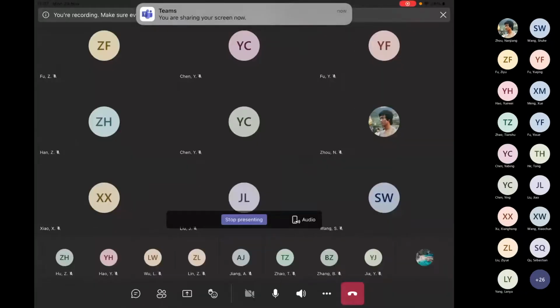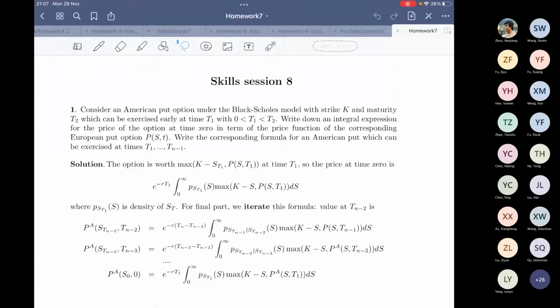Okay, hopefully that works. Can you see it now? Yes. Okay, thanks. Sorry, I forgot to hit the button. So I'll just cut that part of the video out later.